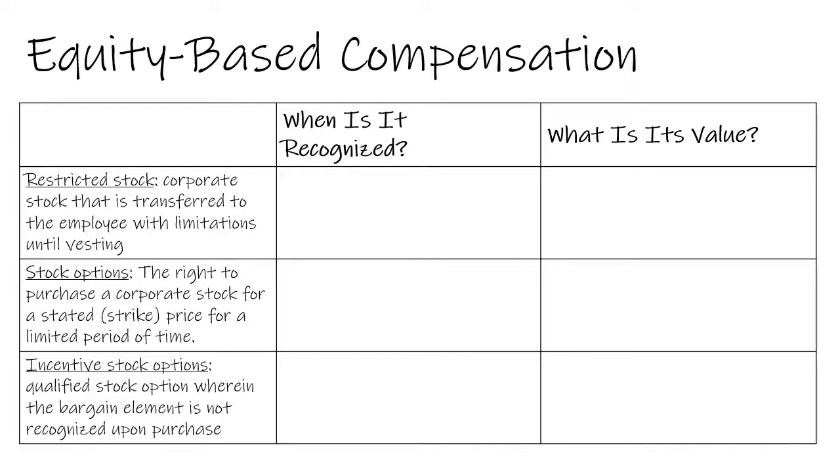And there are three primary types of equity-based compensation. The first, restricted stock, is transferred to the employee with severe limitations until the stock benefits vest. In such a case, the employee would receive the stock shares on a certain date, but they would be restricted from selling the shares until a subsequent date. If the employee left the company prior to that date, the shares would revert back to the organization. So when is the income recognized for restricted stock?